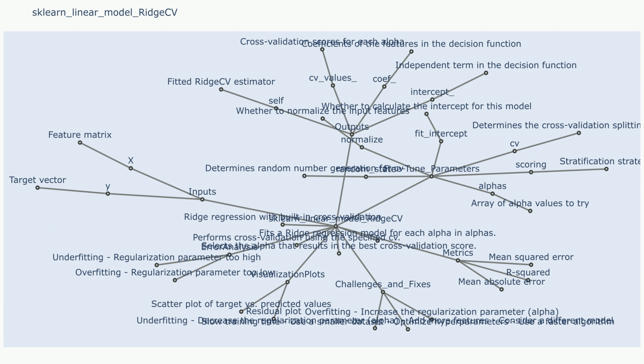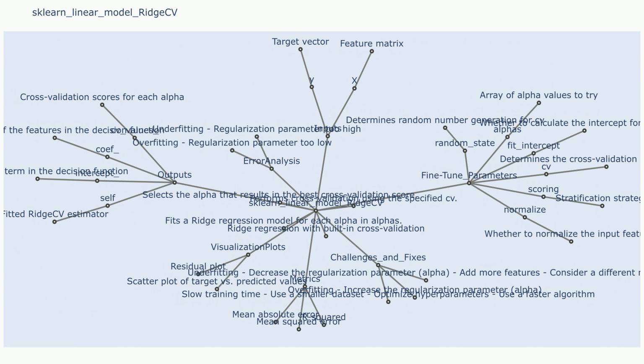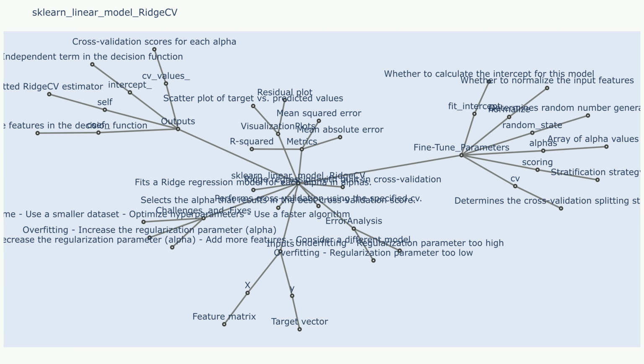Visualization plots: alpha vs cross-validation score: a plot visualizing the cross-validation scores for each alpha value. This helps understand how the model performs with different regularization strengths. Residual plot: a plot showing the difference between the predicted and actual values. This can reveal potential issues like non-linearity or heteroscedasticity.